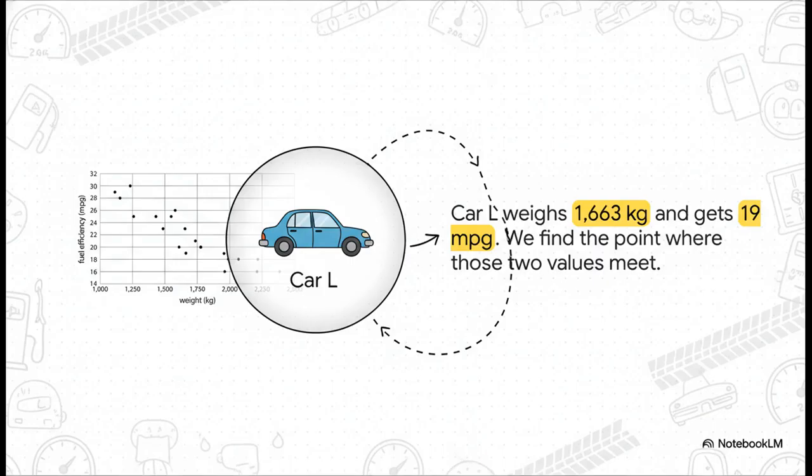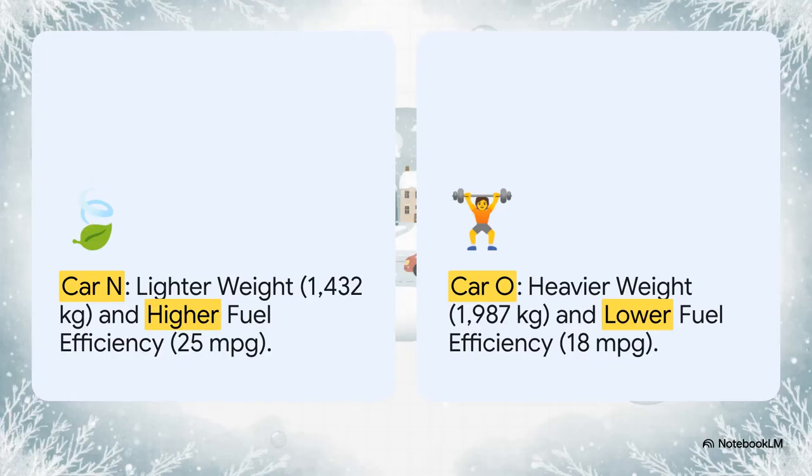Simple, right? Now, this is where scatter plots get really cool. We can use them to compare stories. Let's look at car N and car O, both made by the same company. You can see car N is lighter, and it gets better mileage, 25 miles per gallon. Then you have car O, which is way heavier, and, surprise, surprise, it's less fuel efficient. The plot makes that relationship pop right out at you.